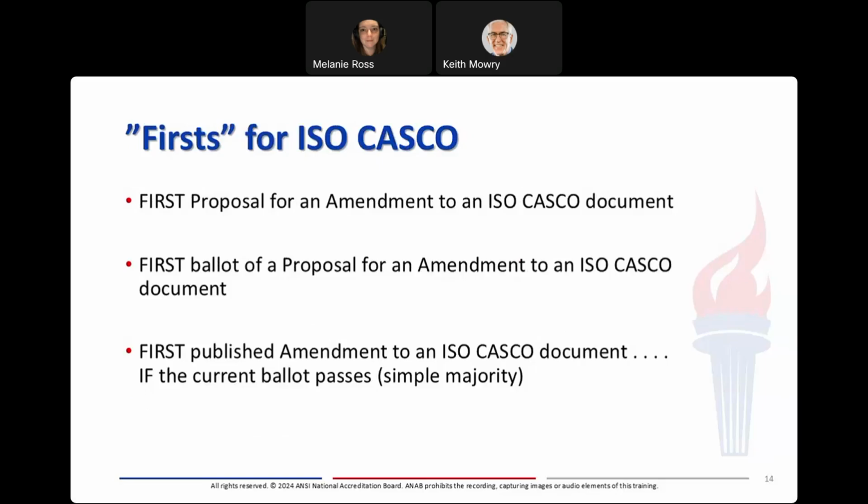So as in the past, 17065 continues to be something of an unprecedented standard within CASCO. This amendment is actually the first proposal for an amendment to an ISO CASCO standard or any ISO CASCO document. ISO CASCO has never processed an amendment before. As a result, this ballot that's currently out is the first ballot of a proposal for an amendment to an ISO CASCO document. And all the ISO member bodies are currently considering it and deciding how to vote on it. If the amendment proposal is adopted by the ISO CASCO members, again, it would be by simple majority. The resultant amendment to 17065 would obviously be the first amendment published by ISO CASCO. So here's good old 17065, which seems to have been around forever, but is breaking new ground yet again.